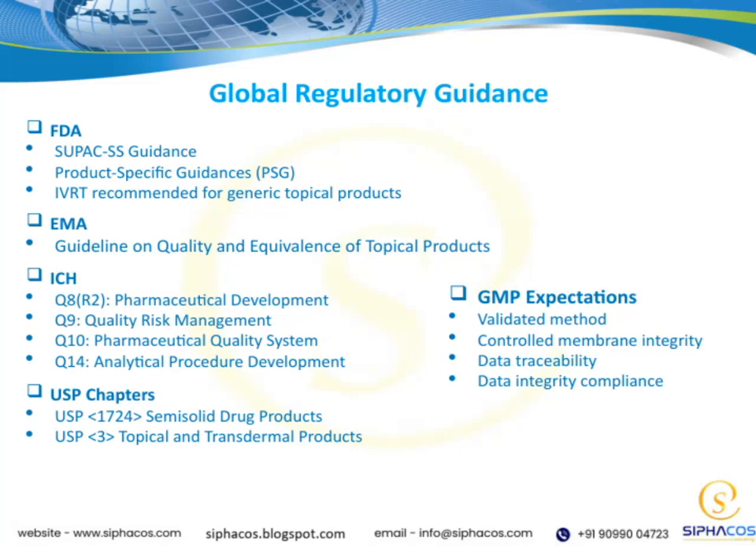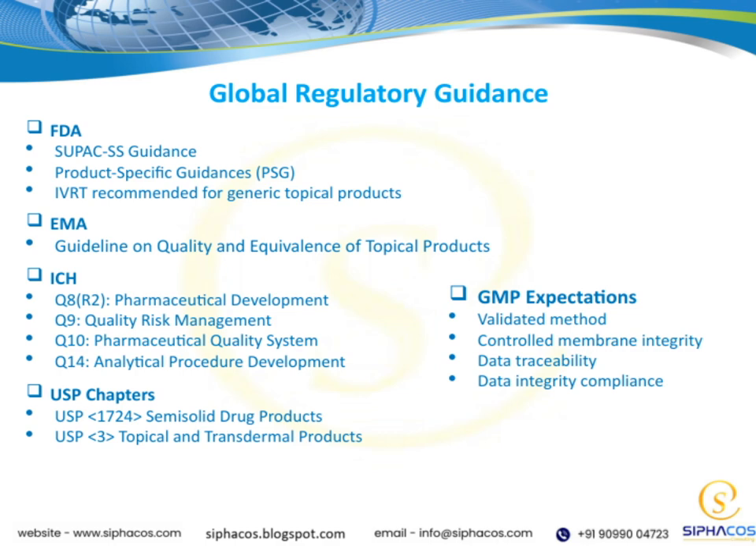When we talk about GMP expectations, we're really focusing on a few key areas. First, the method we use must be validated. It has to be proven reliable. Then, controlling membrane integrity is crucial, ensuring the product performs as intended. Data traceability and integrity compliance are non-negotiable. Every step must be documented and trustworthy.